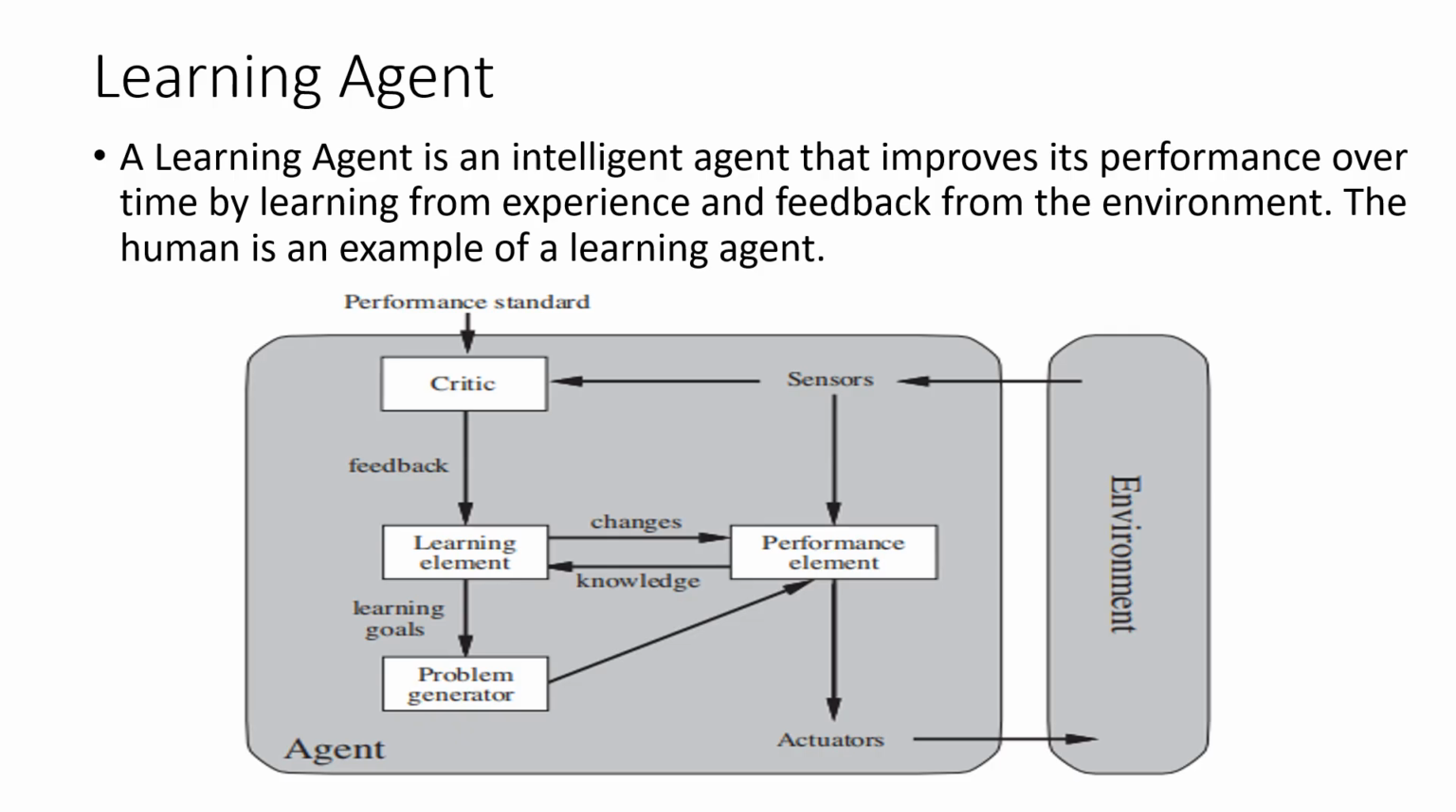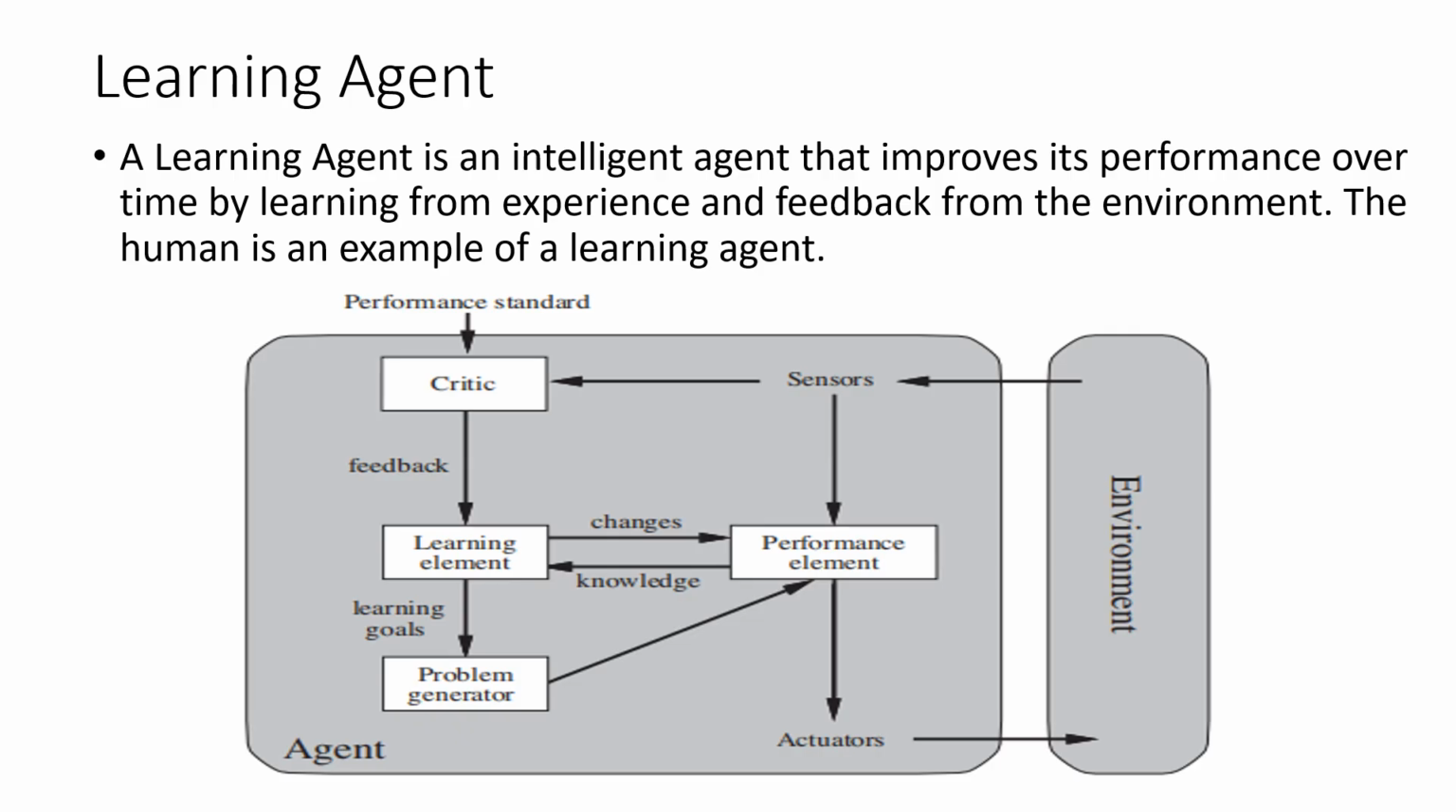Human beings are the classic examples of learning agents. Here we can see the architecture of the learning agent. There are four main blocks: performance element, critic, learning element, and problem generator. We will discuss them one by one. First, we will see the performance element.